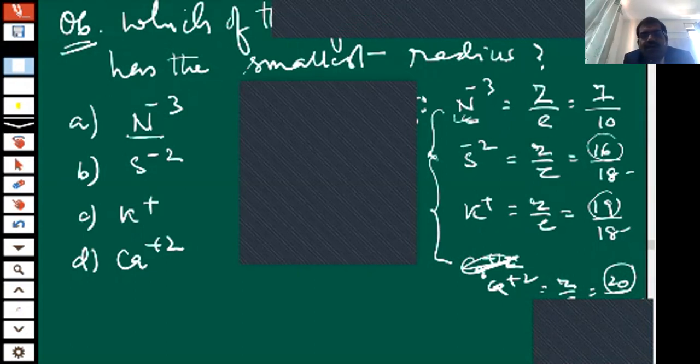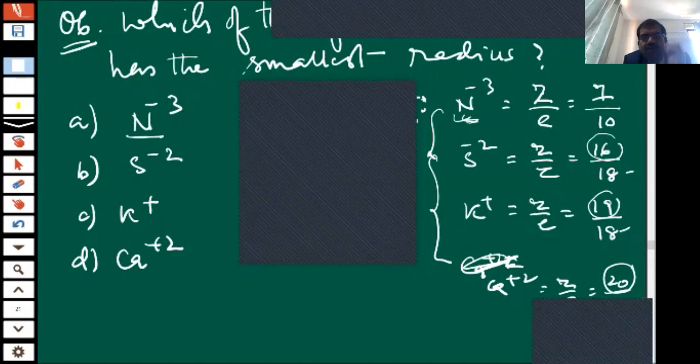Sir, correct answer is C. No, C is not the correct answer. Yeah, it will be calcium plus 2. No, no. Option A will not be. See the Z by E value. I think it is 0.7.